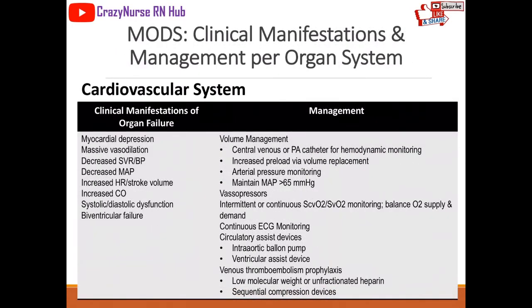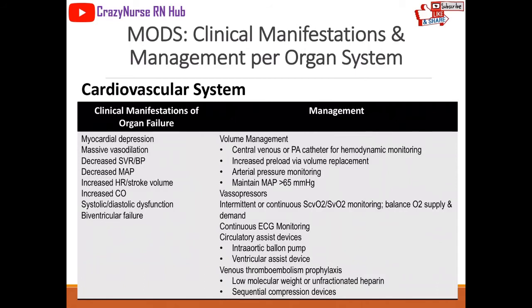For your cardiovascular system, we have myocardial depression, massive vasodilation, decreased systemic vascular resistance or blood pressure, decreased mean arterial pressure, increased heart rate or stroke volume, increased cardiac output, systolic and diastolic dysfunction, and biventricular failure.